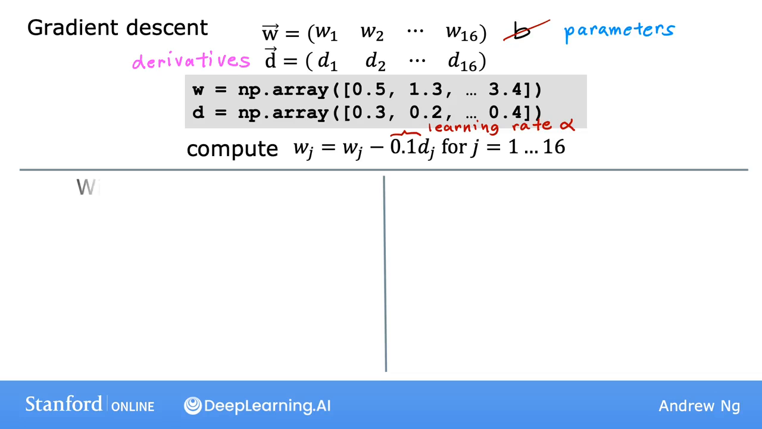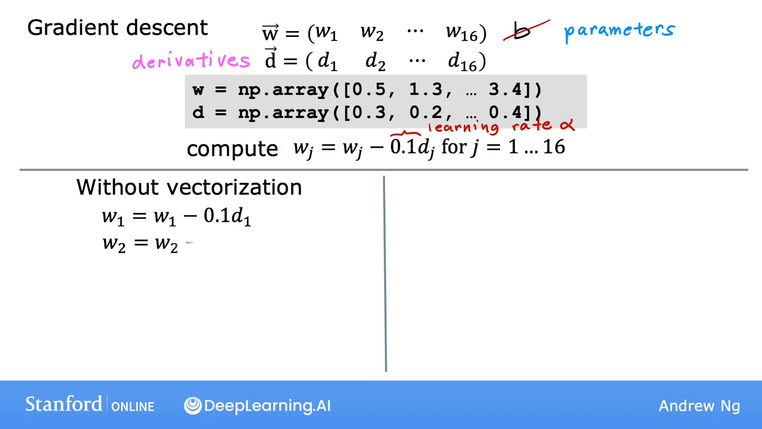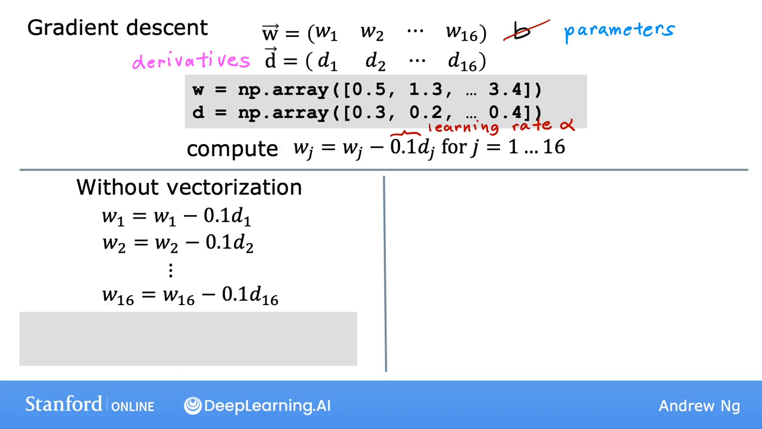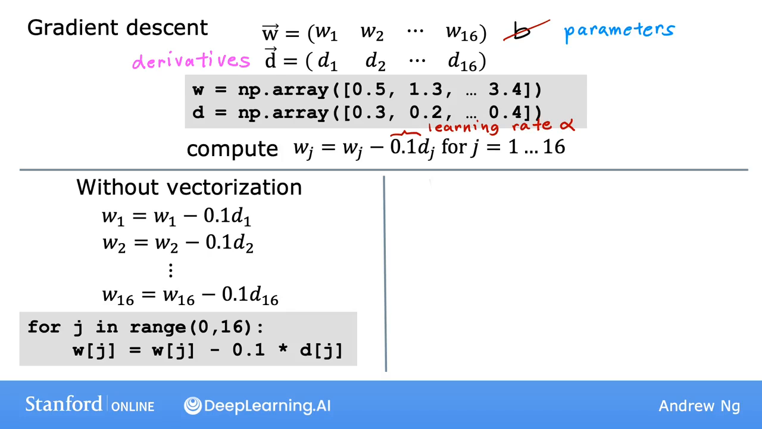In code, without vectorization, you would be doing something like this. Update w1 to be w1 minus the learning rate 0.1 times d1. Next, update w2, similarly, and so on through w16, updated as w16 minus 0.1 times d16. In code without vectorization, you could use a for loop like this. For j in range(0, 16), that again goes from 0 to 15, set wj equals wj minus 0.1 times dj.